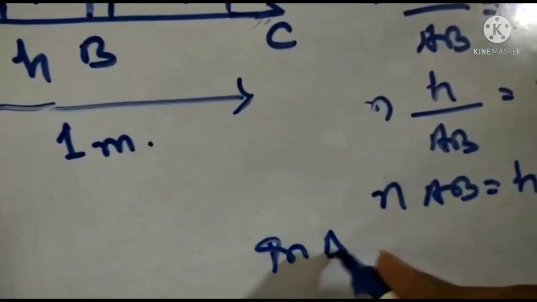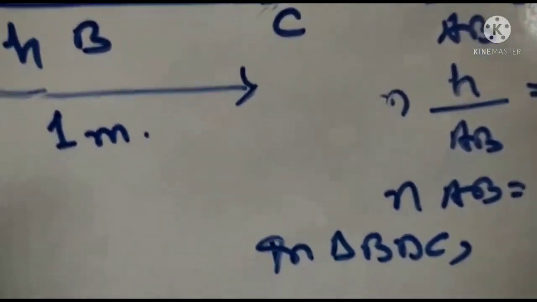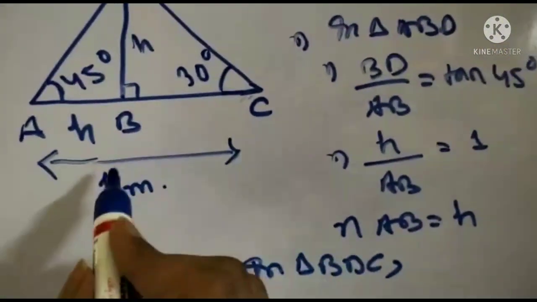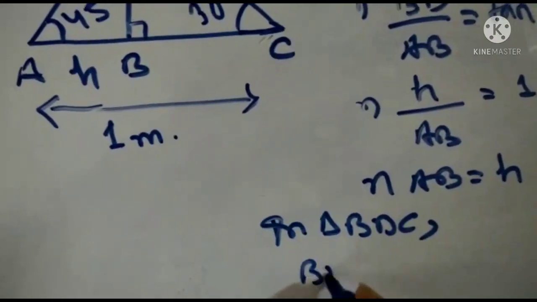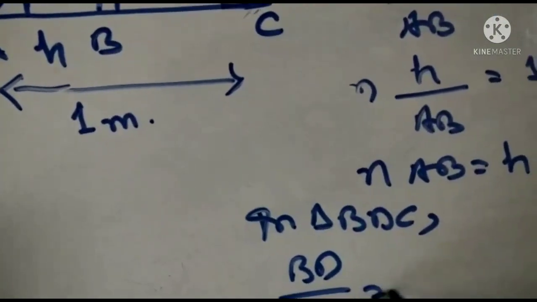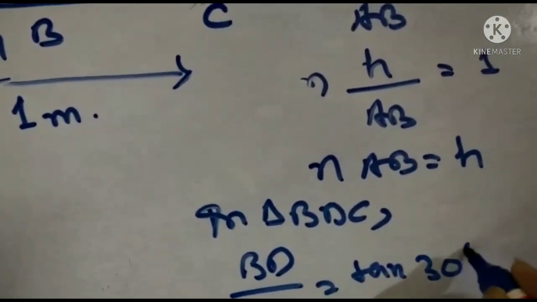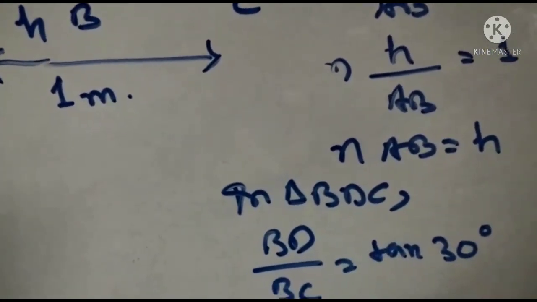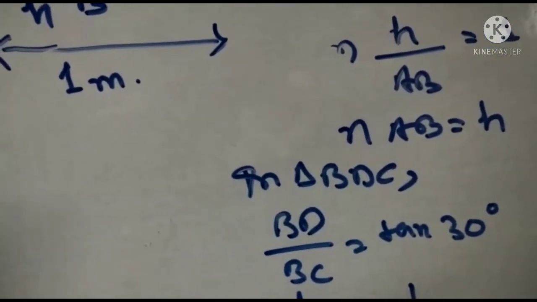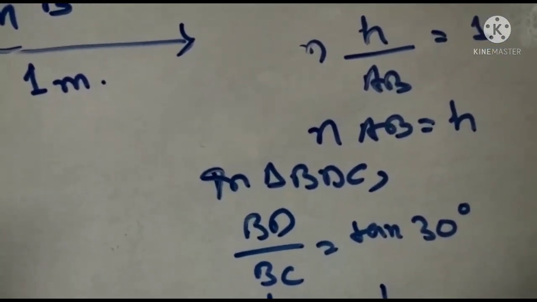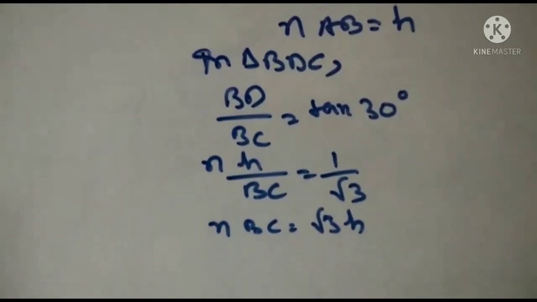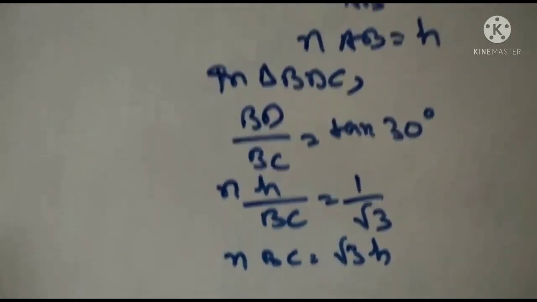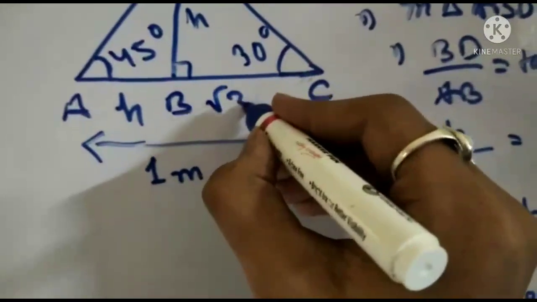Now BC, in the same way you have to find in triangle BDC. In triangle BDC, we will get BD by BC is equal to tan 30 degree. So BD we have taken H, H by BC is equal to tan 30 degree, which means 1 by root 3. So BC is equal to root 3 H. So BC we have got root 3 H.